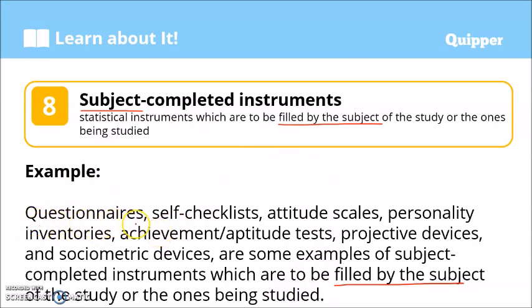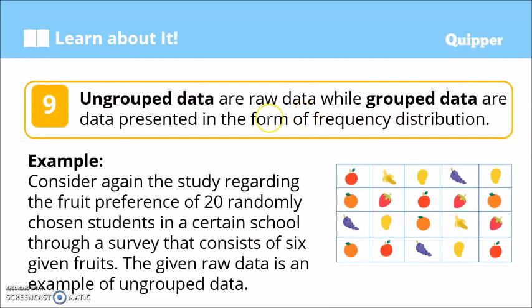Halimbawa, yung sa questionnaires, di ba, may mga set of questions, and si subject, yung magsusulat, yung sasagot ng mga questions ng questionnaires. Yung self-checklist, si respondent or si research participant or si subject, siya yung mag-checklist, no? Mag-check, ito, okay, ito, ganyan, ito, meron kong ganito. So, self-checklist. So, that's subject-completed instruments.